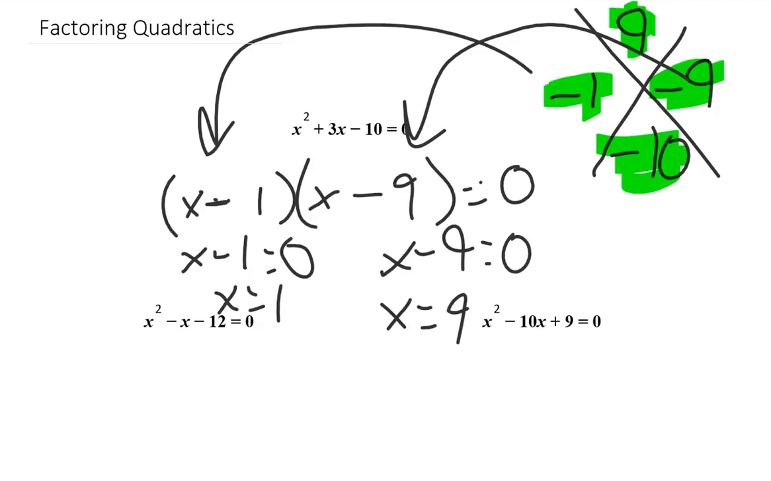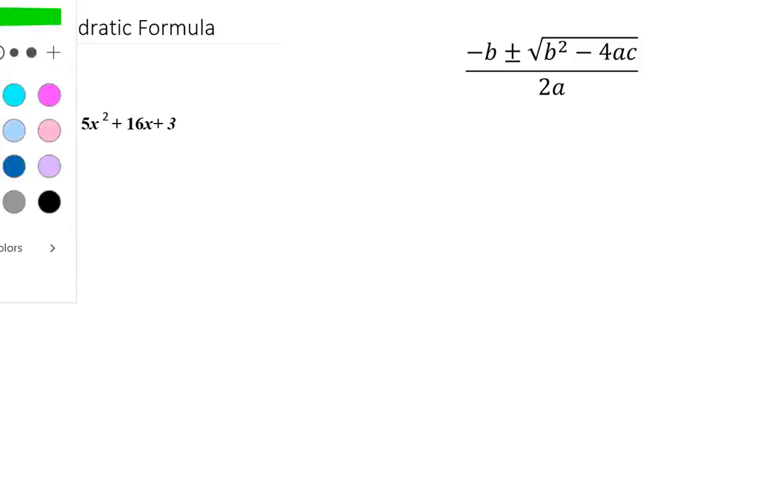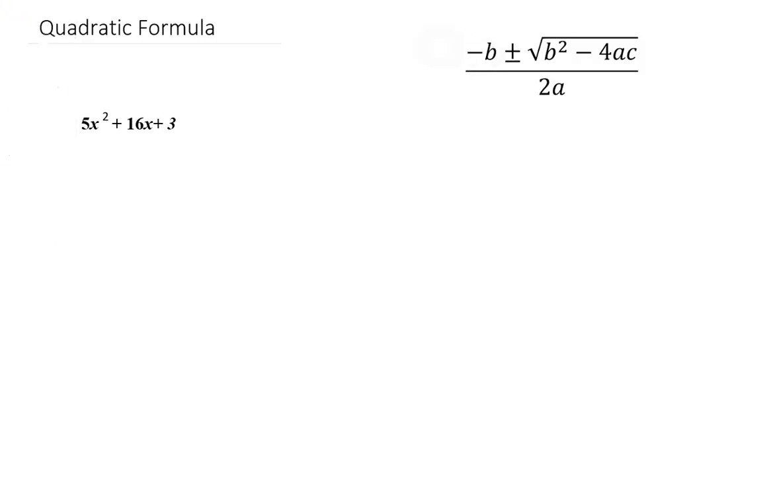When our a value is a 1 and we're able to factor them out and use the big X method, that saves us a lot of time. There are going to be times where we can't do that. And in that case, what we can use is the quadratic formula. Our quadratic formula is up in the corner over here. It is negative b plus or minus the square root of b squared minus 4 times a times c, all divided by 2a. And remember, our a, b, and c values come from our quadratic equation.